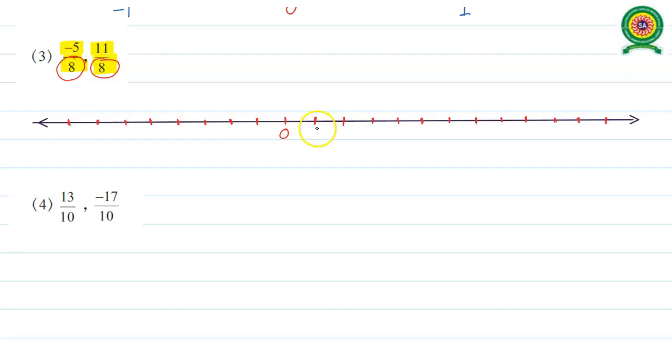Now after 8 places we have the unit 1 place. That means 1, 2, 3, 4, 5, 6, 7, 8. So here we have a 1. And after that, after 8 places, we have a 2. Now towards the left of 0 we have the negative integers. So we have to consider again the 8 places: 1, 2, 3, 4, 5, 6, 7 and 8. So we have minus of 1.